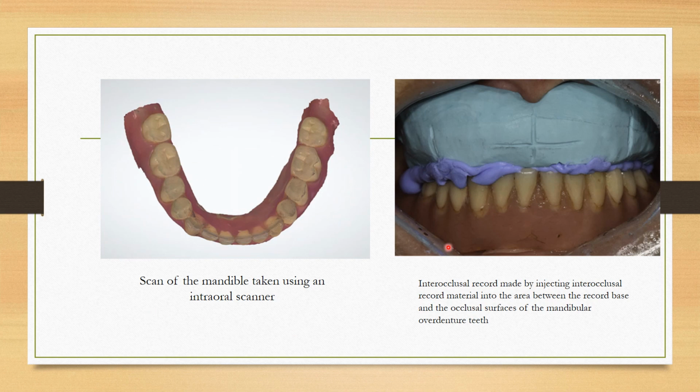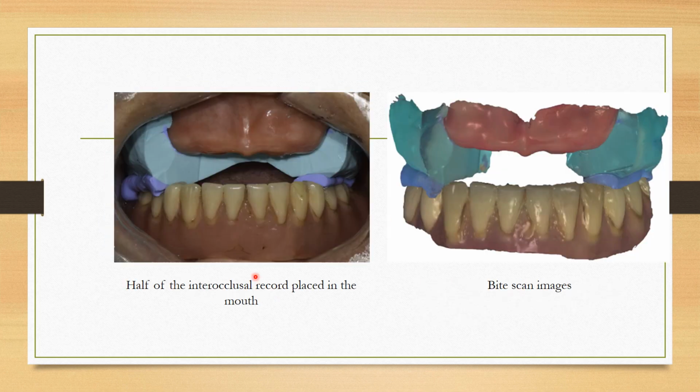Okay, so for a bite registration, how you can do it is you take a scan of the lower, and now you can put an interocclusal record material. You can put a putty and a light body material and tell the patient to bite. Now you can cut through the impression from the anterior portion, and you can get a record of the interocclusal placement, and you can see that the materials are still there and the patient is able to bite on top of that. So this is a bite scan image.